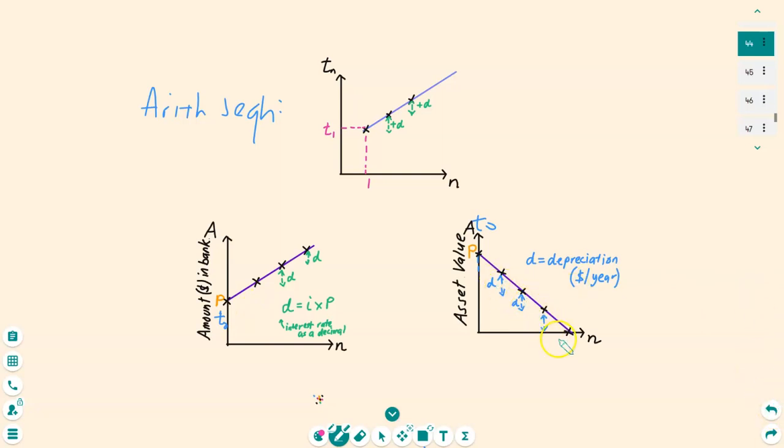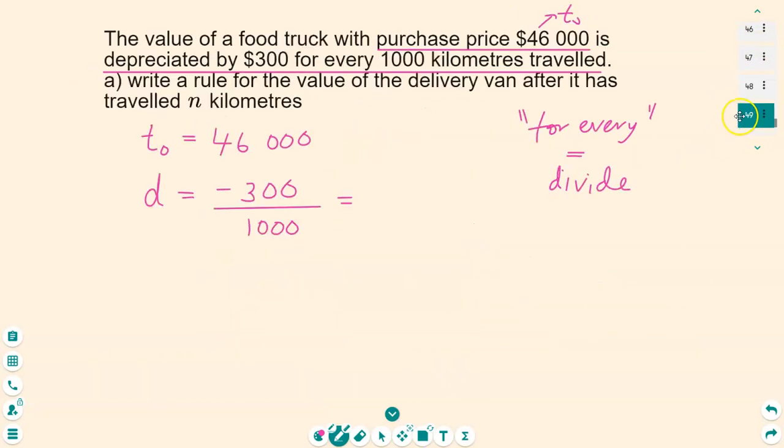Every year it's going down. You want that. So we've got it for 1,000. Oh, for every kilometer, sorry. We want it for every 1 kilometer. So notice the units of this. What do you think the units of D are going to be here? Just while I calculate it.